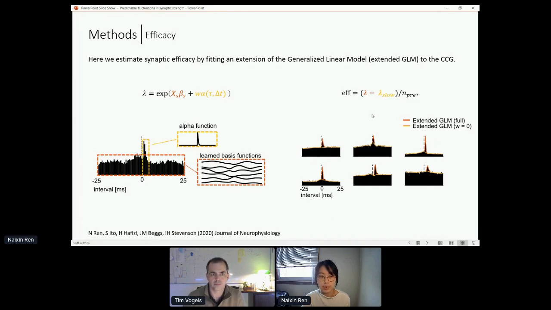When we calculate the efficacy, we calculate the difference between the red line and the yellow line, and then divide that by the number of presynaptic spikes. So you can think of efficacy as the ratio of the extra spikes brought by the presynaptic spikes to the number of presynaptic spikes. Again, since we're using spike data, this efficacy is not the same as the traditional efficacy that we usually talk about in in vitro studies, which is EPSP or EPSC. But you can imagine this efficacy is affected by EPSP or EPSC.